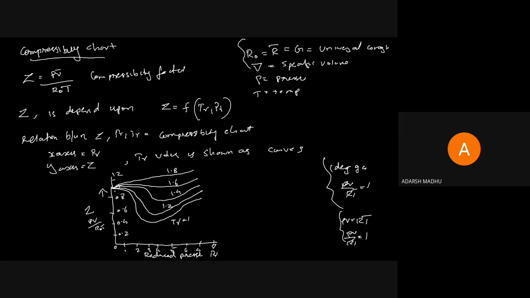Next we have studied the compressibility chart, that is the relation between Z, PR, and TR shown here. The graph is like that, and if any two values among reduced pressure, Z, or TR are known, we can find the other value. That is the method of using the compressibility chart. Then we can do some problems related to this section.